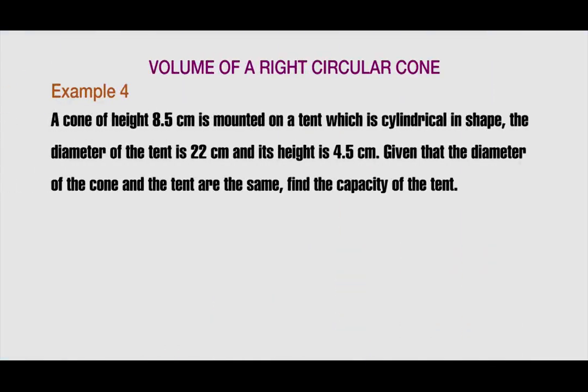Shall we consider the last example? A cone of height 8.5 centimeters is mounted on a tent which is cylindrical in shape. The diameter of the tent is 22 centimeters and its height is 4.5 centimeters. Given that the diameter of the cone and the tent are the same, find the capacity of the tent. This is a very nice problem. I hope you understand the rudiments. Let's see how the solution goes.